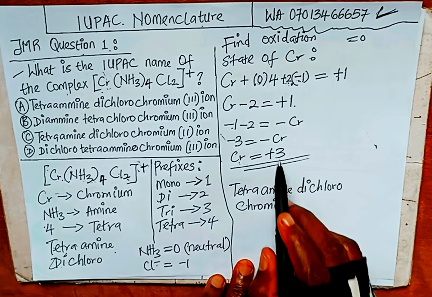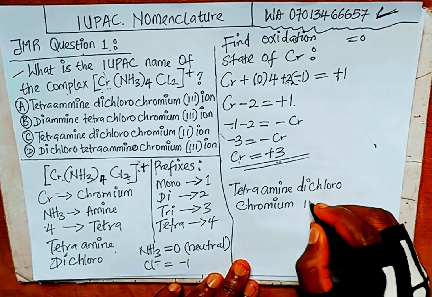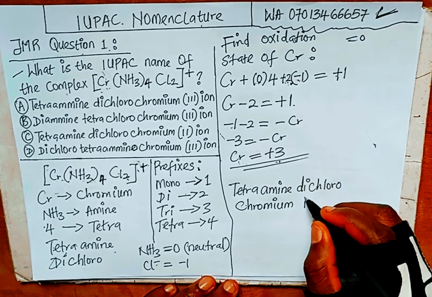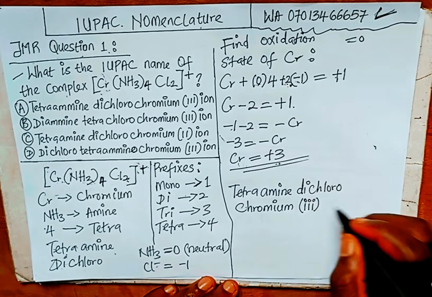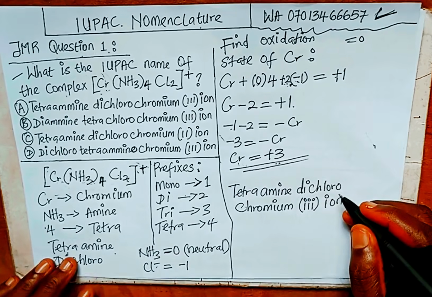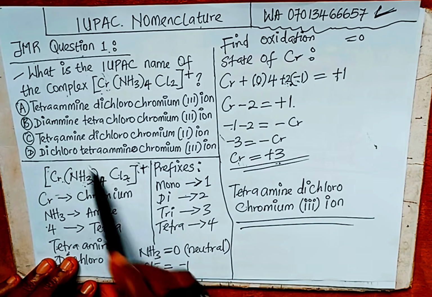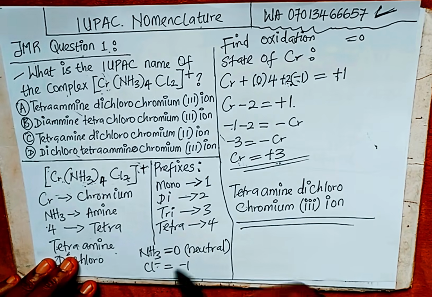How many ions? This is the ion we calculated. The oxidation state is 3. 1, 2, 3. Remember, you represent the number with what? Roman numerals. So iron(III) ion. Okay, so this is the name of this compound. Among the options, pick the correct option and drop it in the comment section.